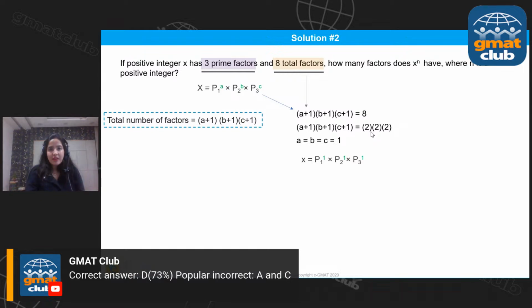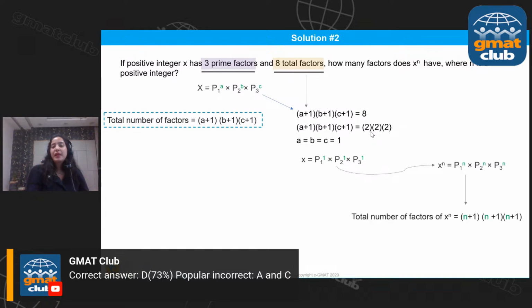Now, the question is, how many factors does x to the power n have? Well, once I have the prime factored form of x, getting x to the power n is straightforward. Your powers just get multiplied by n. And now you want the number of factors. You just use the same formula again. Increase each power by 1 and multiply all of that. And you have n plus 1 to the power 3, which is choice D.